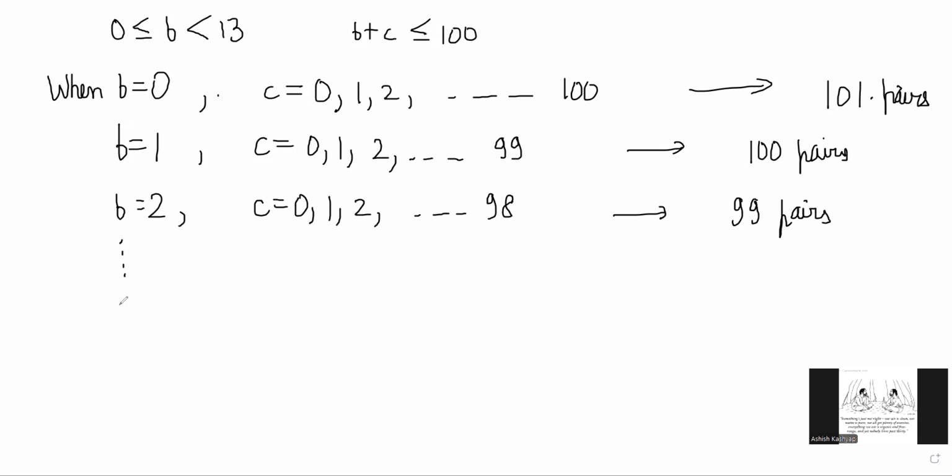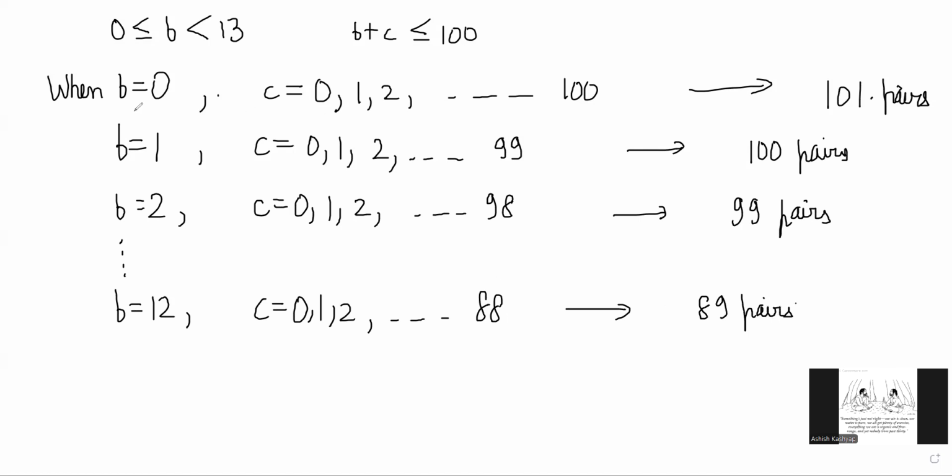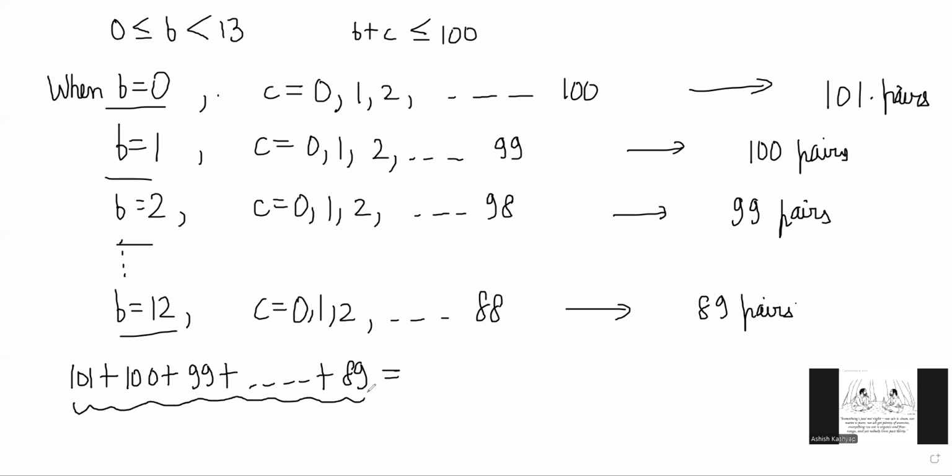And so on. Till B is 12, you can get C 0, 1, 2 till 88 and this will give us 89 pairs. So the number of pairs of B and C will be 101 plus 100 plus 99 and so on till 89. You can calculate that by saying that there are 13 terms here. So 13 into 101 minus, we are assuming everyone is 101, so you'll subtract 0 plus 1 plus 2 up to 12, right?